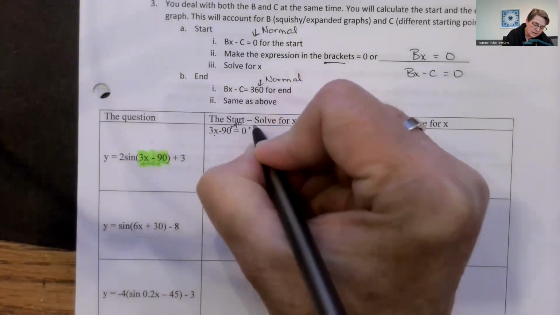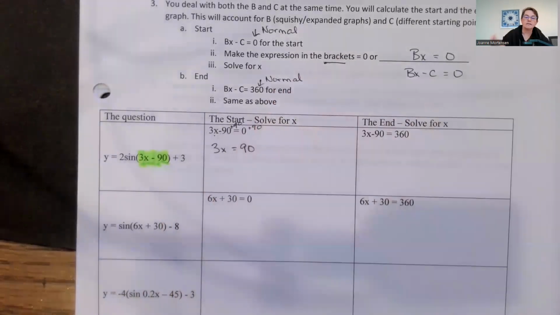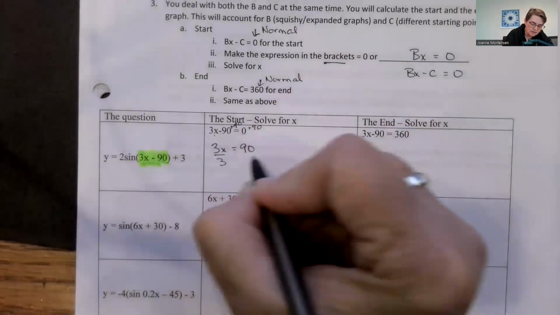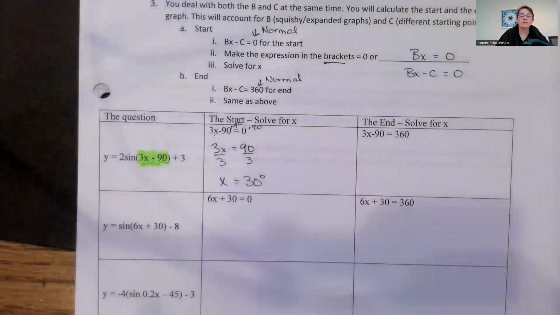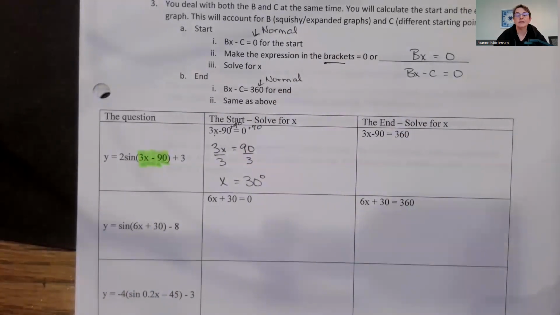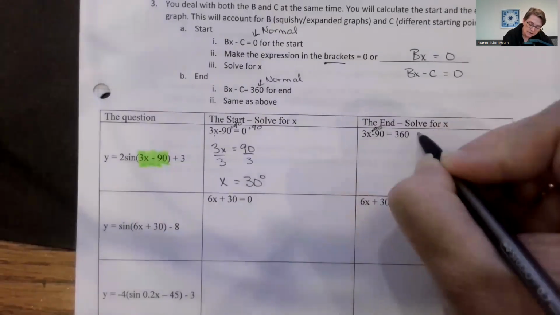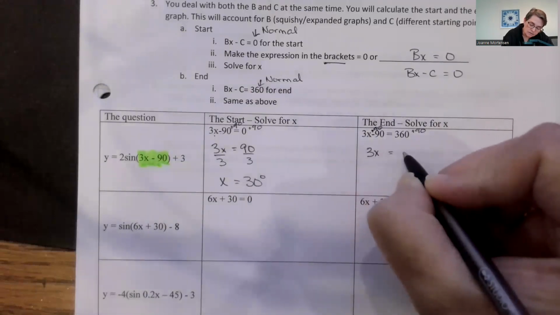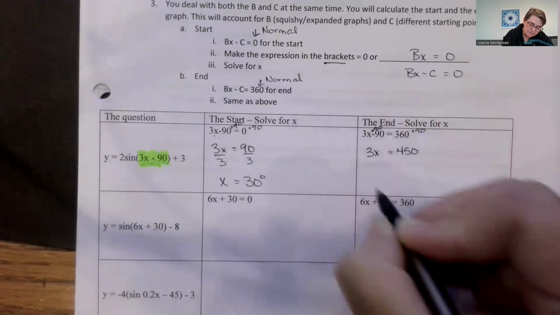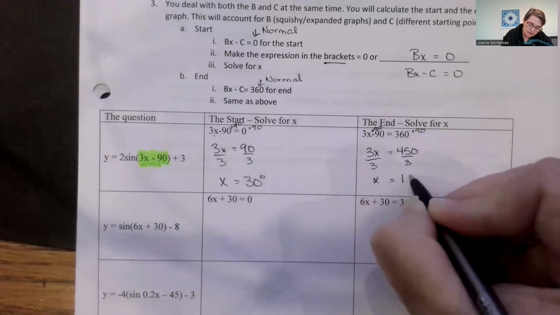So I'm going to add 90 and add 90. So 3x is equal to 90. Then we're going to divide by 3. X is equal to 30. And I'm going to remember to put a degrees on there because that's where my start is. And then we do exactly the same thing here. Plus 90, plus 90. So 3x is equal to 450. Divide by 3, divide by 3. X is equal to 150 degrees.